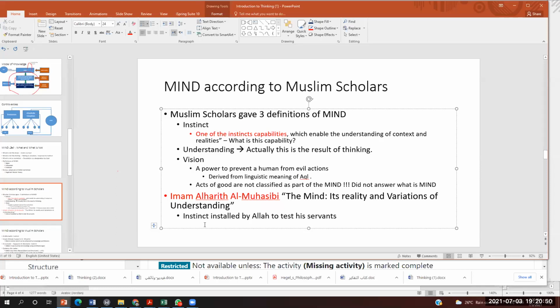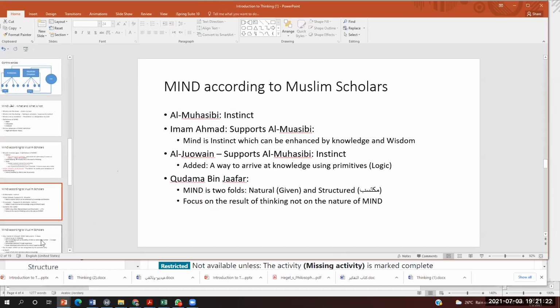Now the instincts themselves are not organs, because when we say the instinct of survival in the human body, if you do the anatomy of the human, whether he is alive or after death, you will not be able to identify a certain piece called instinct. So the instinct itself needs a definition as much as the mind needs a definition. So again, it's a vague issue which will not help. So this is what Al-Muhasibi said, it's an instinct. Imam Ahmad bin Hanbal supported Al-Muhasibi. He lived almost at the same time as Al-Muhasibi. So he supported Al-Muhasibi's theory that it's an instinct.